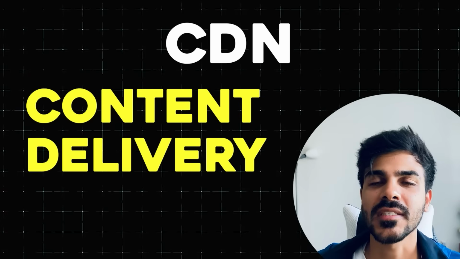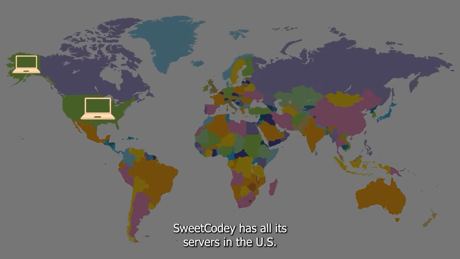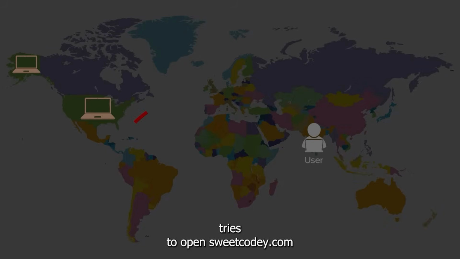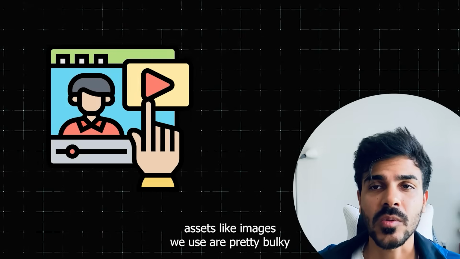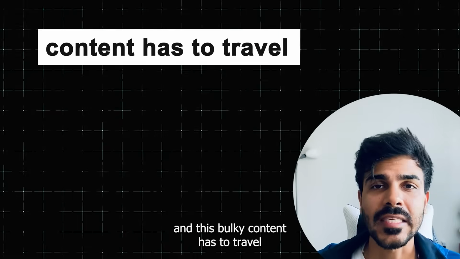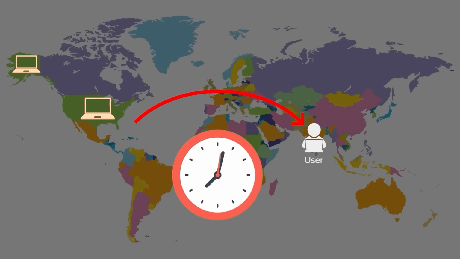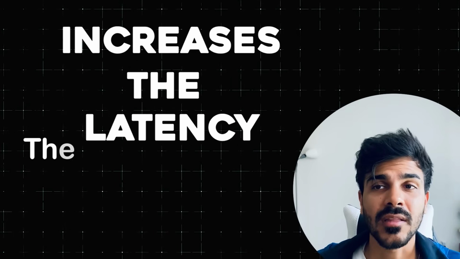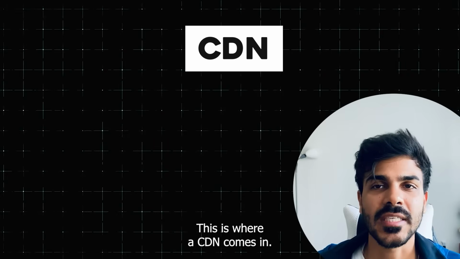CDN, or the Content Delivery Network. I'll start with an example. Let's say SweetCodey has all its servers in the US, and then a user from India tries to open sweetcodey.com. The website assets like images, videos are pretty bulky, and this bulky content has to travel all the way from the US to India. Now, this long journey increases the latency, meaning the user has to wait longer for the website to load. This is where a CDN comes in.